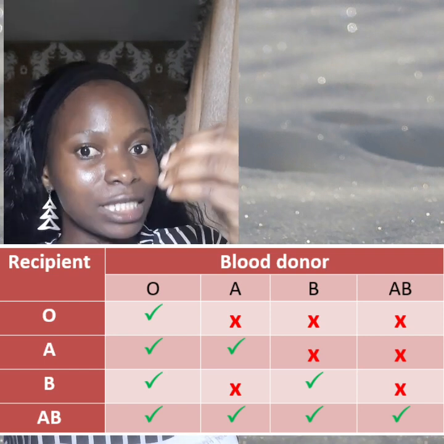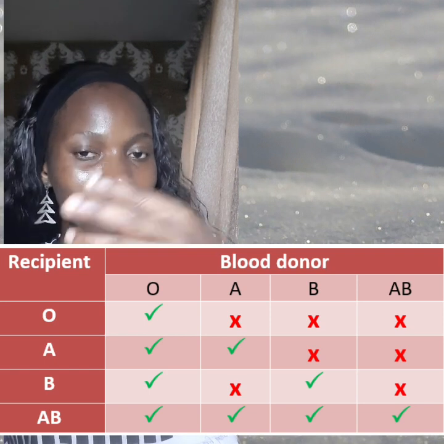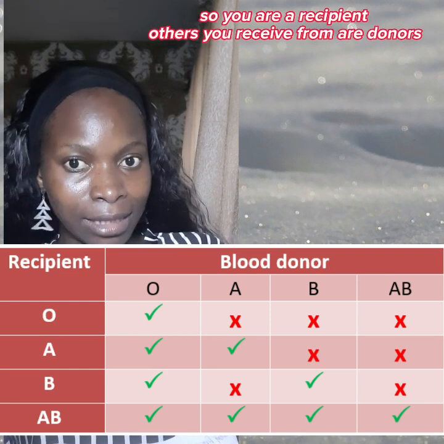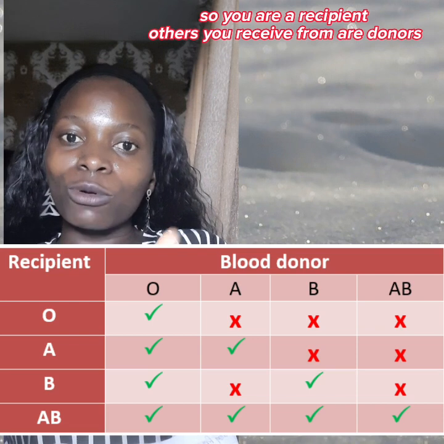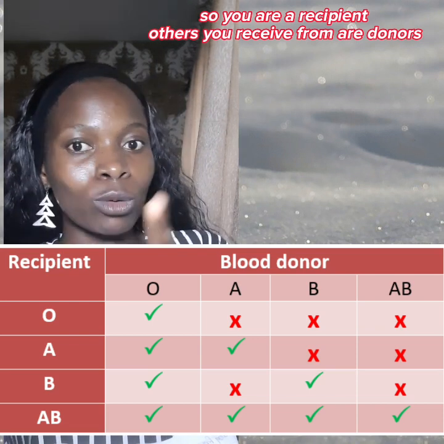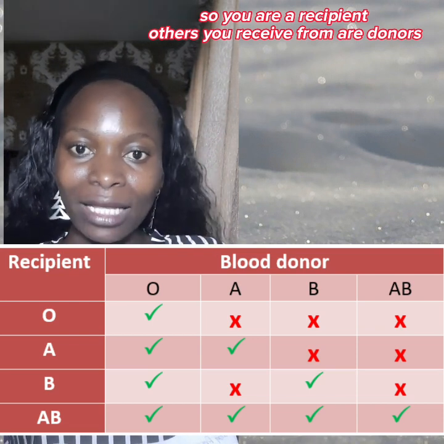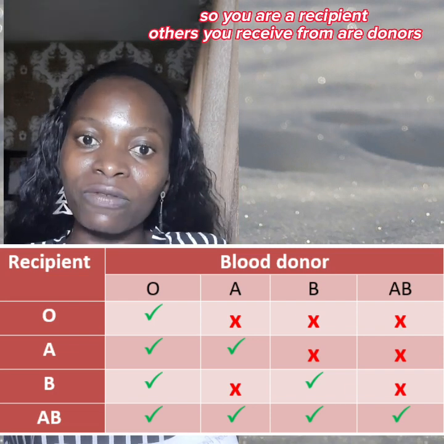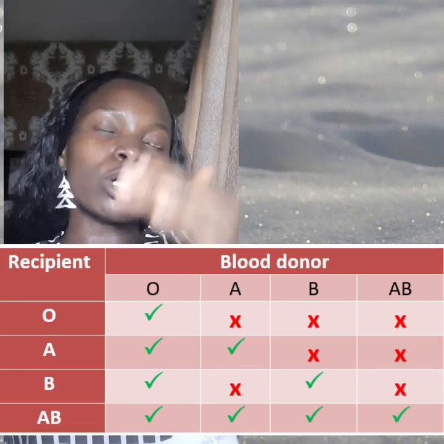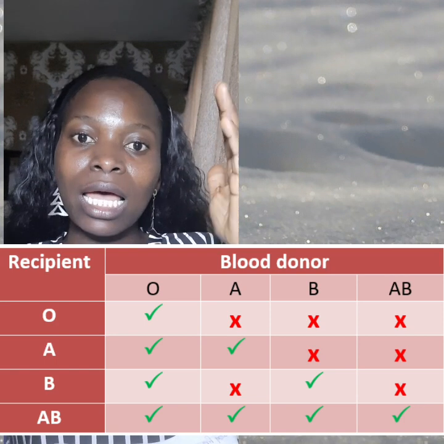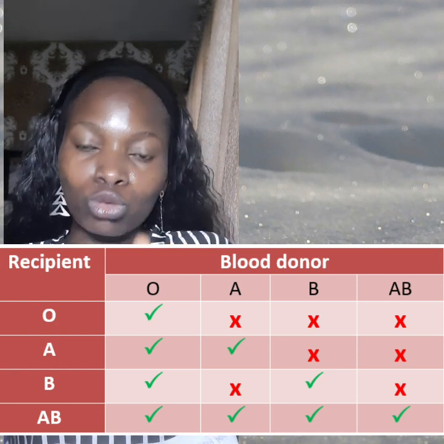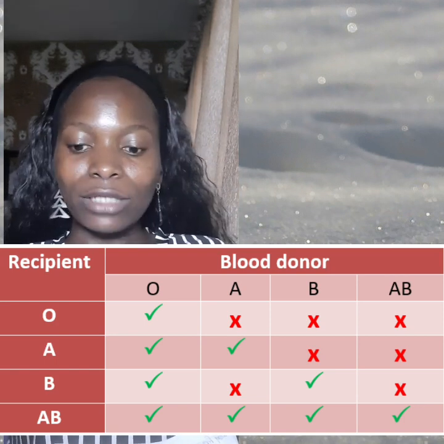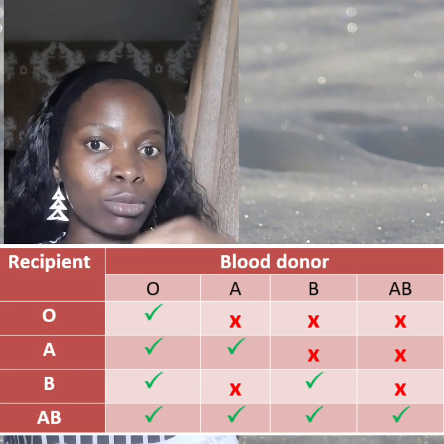You can have the same A as a recipient. You can receive from blood group A itself, and also from blood group O, because blood group O doesn't have any form of antigen. That's why it is a universal donor. So blood group A can receive from both A and O. Now, who can you donate to as a blood group A?